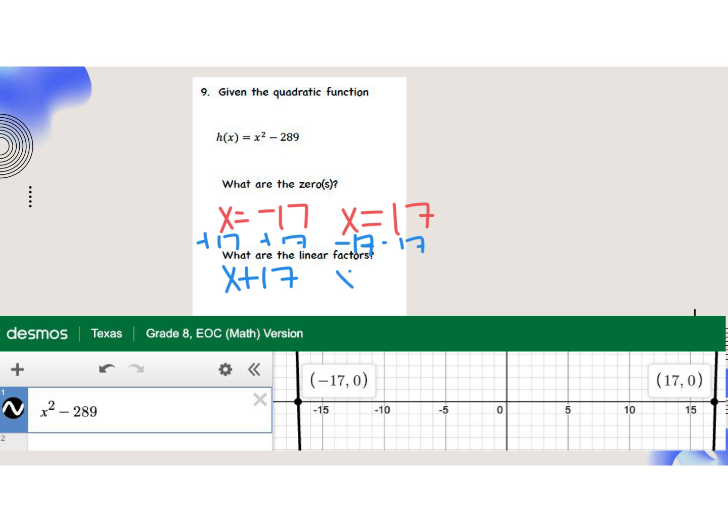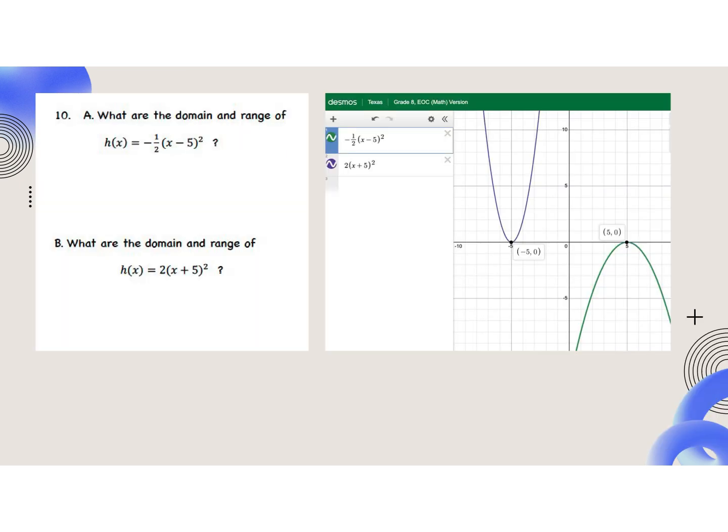And x minus 17. Okay, so domain and range. Domain is x and range is y. So I've graphed both of these just so we can see both of them.